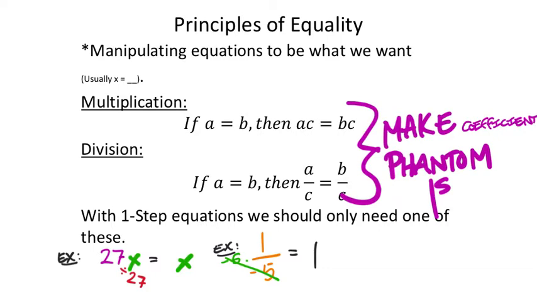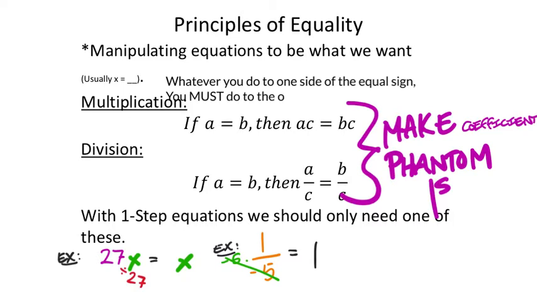But the objective today, we're using multiplication and division as our one principle of equality to solve these equations. It's to make phantom 1s. So we can specify that here as well. Remember the principle of equality, whatever you do to one side of the equal sign, you must do to the other side of the equal sign, okay? Whatever you do to one side, you just got to do to the other side, okay?